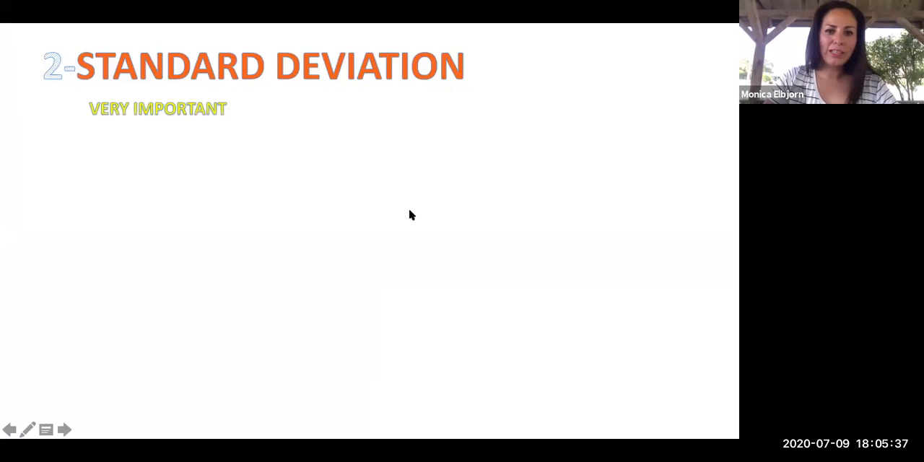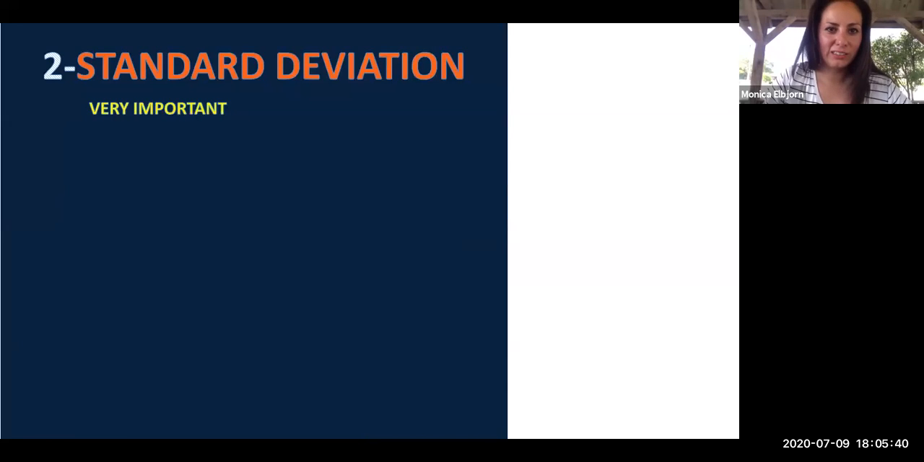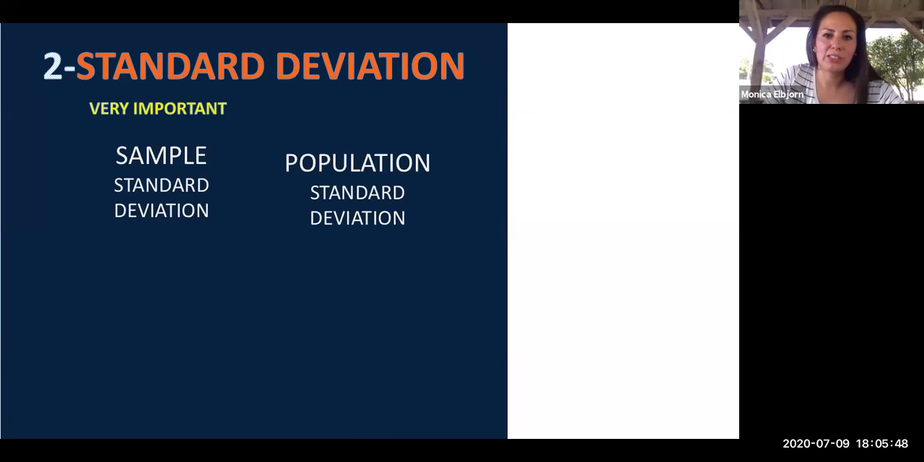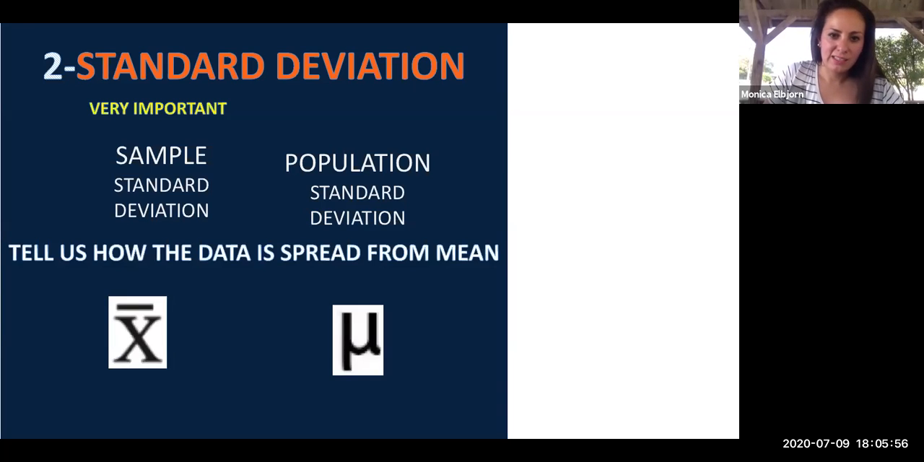So number 2, the most important one will be standard deviation. And of course, we're going to have a standard deviation for our sample, and a standard deviation for our population. It's going to tell us how the data is spread from the mean. The mean for the population is mu, and the mean for the sample is x bar.